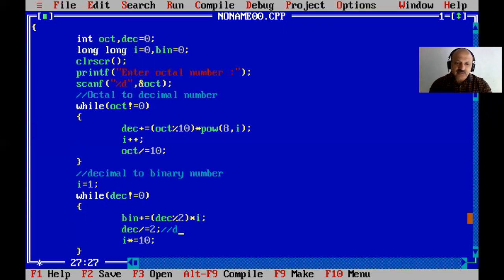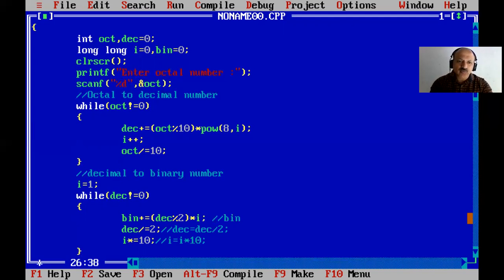Here I write decimal equal to decimal divide by 2, and here all that I write in the compound assignment. So I equal to I multiply 10. So that is a convert, and here that binary, yes, I write in comment line.